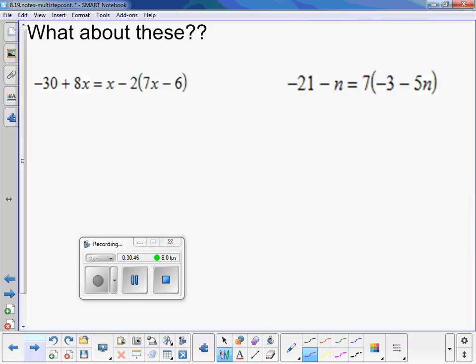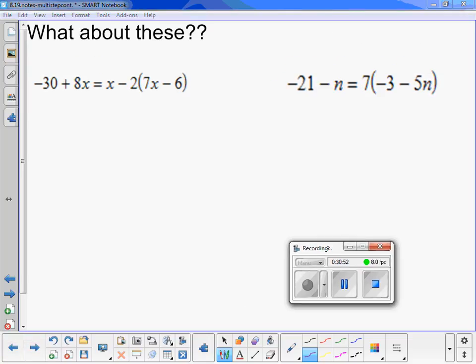Okay? And then let's look here. I'm just making it more challenging and more challenging, because if you can do these, you are awesome. And I believe every one of you is awesome. Okay, so looking at this problem, I have negative 30 plus 8x equals x.